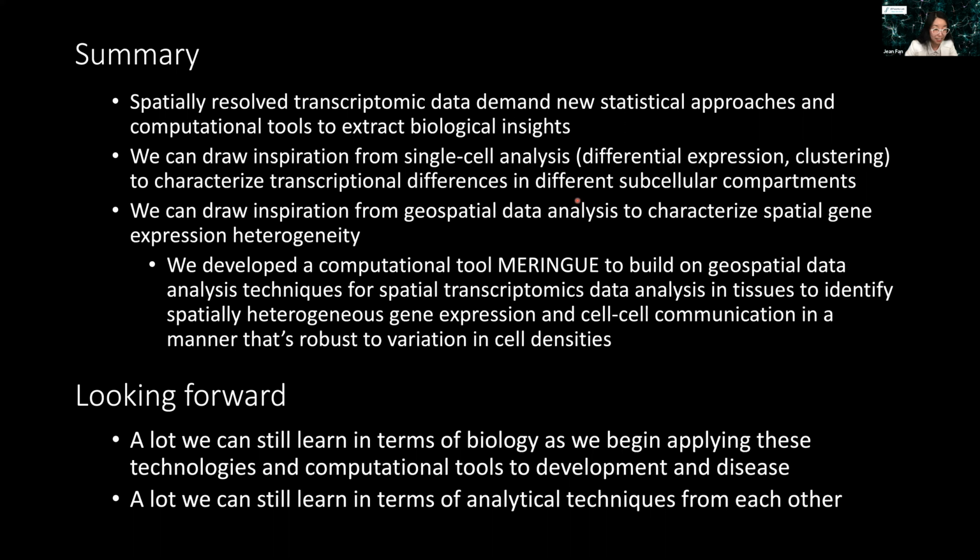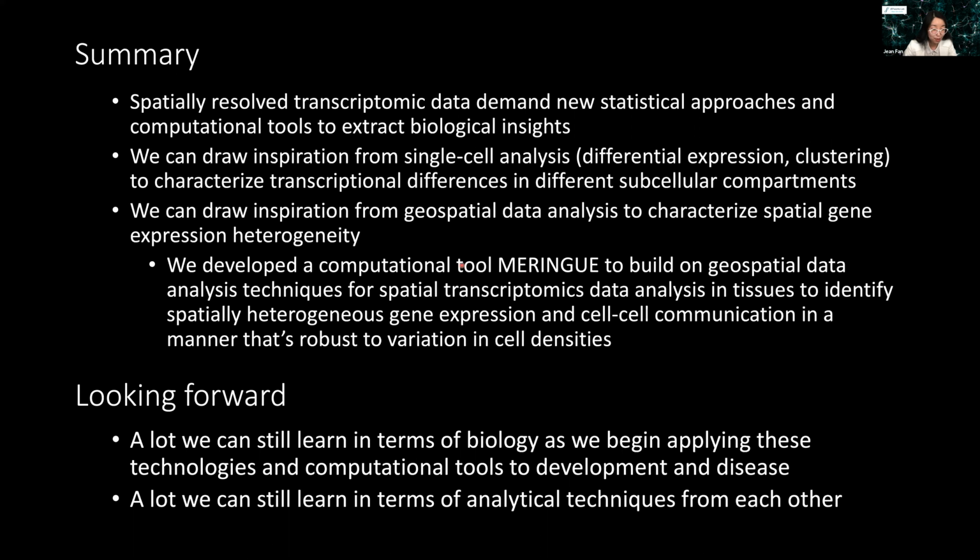In particular, we developed a computational tool called MERINGUE to build on this spatial data analysis, specifically for spatial transcriptomics data in tissues to identify spatially heterogeneous gene expression patterns and also cell-cell communication in a manner that's robust to cellular densities or variation in cellular densities.